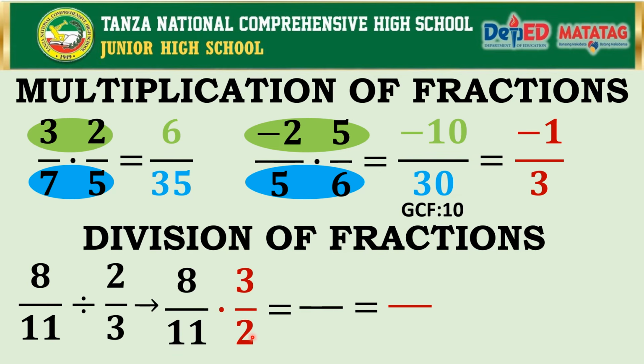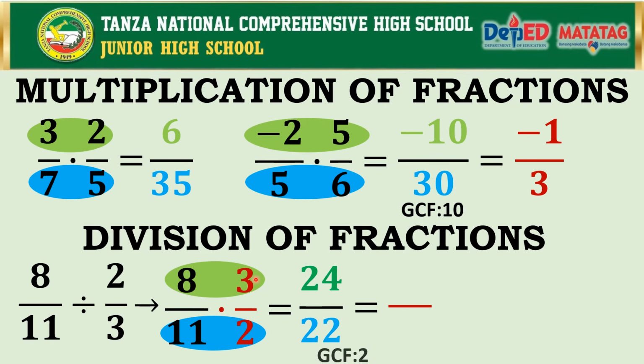reciprocal, which is 3 over 2. And then, from division, we are now to apply the rule on how we multiply. So, it's the same. Numerator to your numerator, that will give you 24. Denominator to your denominator, that will give you 22. So, they have a GCF, or we can still reduce it to its simplest form. So, you have 2 as the GCF. So 24 divided by 2 is 12, and 22 divided by 2 is 11. So therefore, here is your final answer.